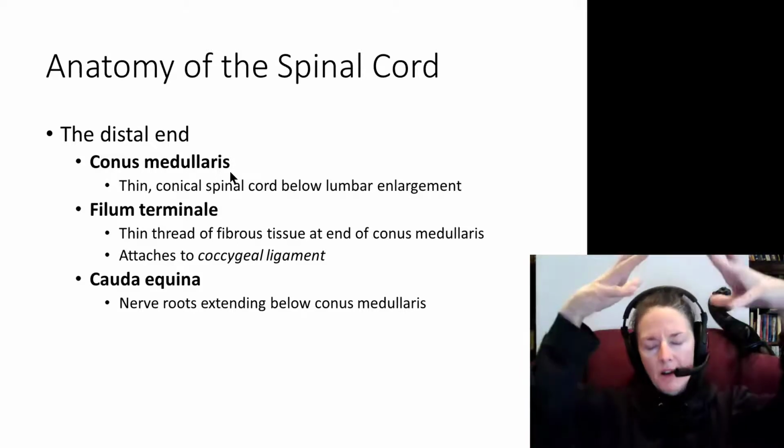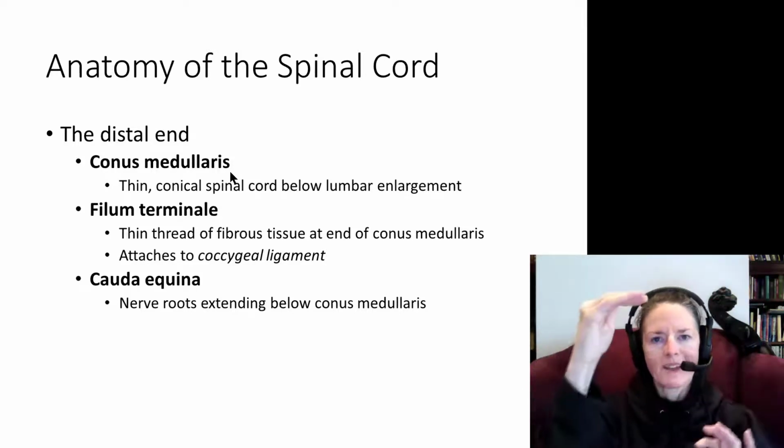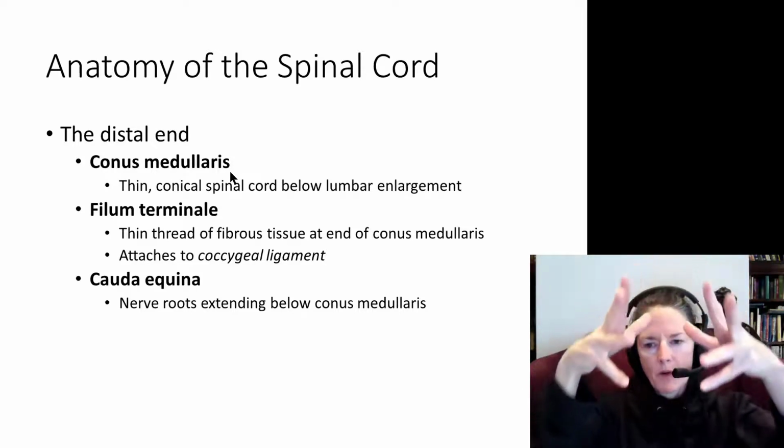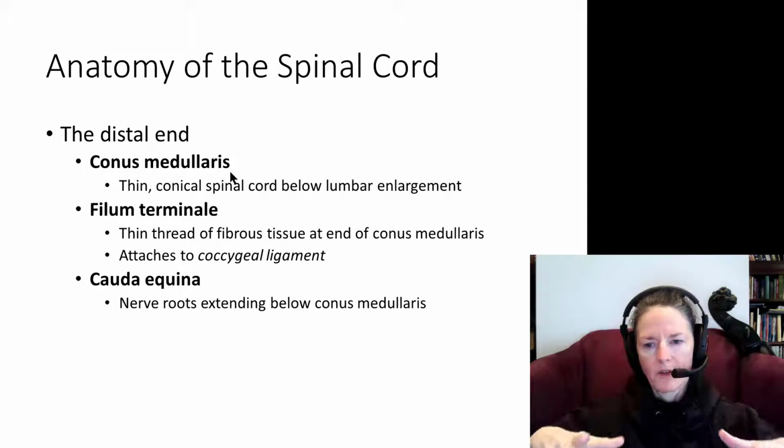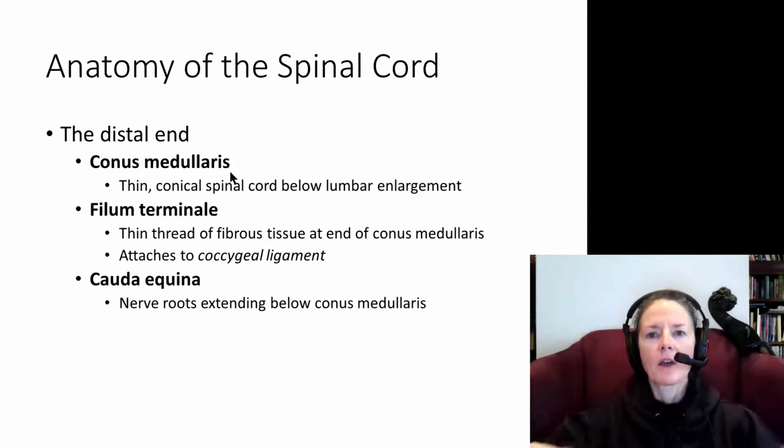But because our spinal cord is not as long as our vertebral column, we're going to have some of these spinal nerves sort of fray off and splay out. And it's going to create a shape that looks very much like a horse's tail. And cauda, as you recall from previous lectures, means tail, and equina means to do with horses. So equine is horse, so cauda equina is the horse's tail.